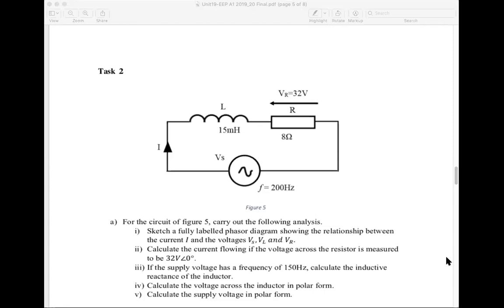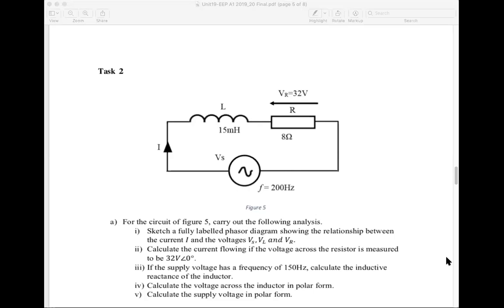So when it says sketch, it doesn't mean draw it to scale. But don't do them too small. I need to be able to see what you're drawing. I've done them huge. All right. So you're then going to put on that the three voltages Vs, VL, and VR. One of them is in phase with the current.